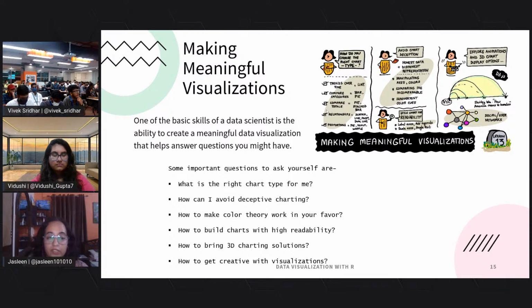And how to bring in 3D charting solutions. 3D charting solutions are nothing but visualizing your data in 3D. Sometimes data might not be good enough to be visualized in a 2D form. So that is when we go for 3D graphs, or we go for D3JS. There are a lot of other libraries that you can use in R and Python both to make 3D solutions.